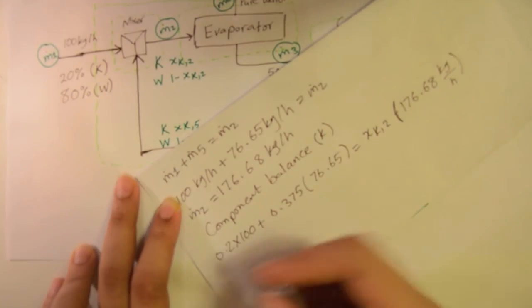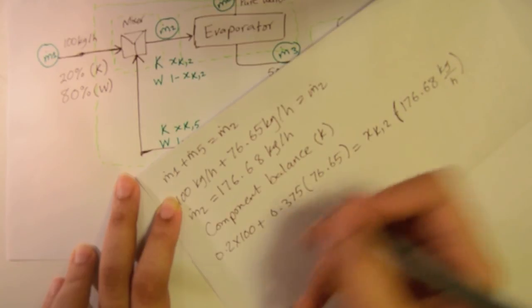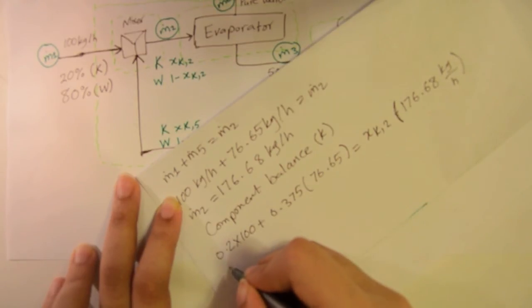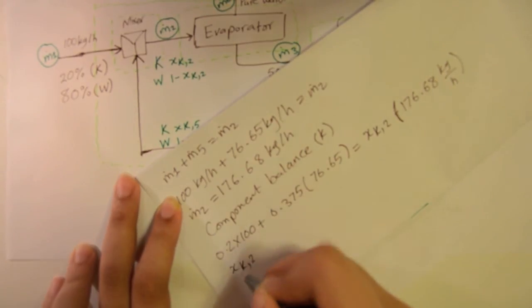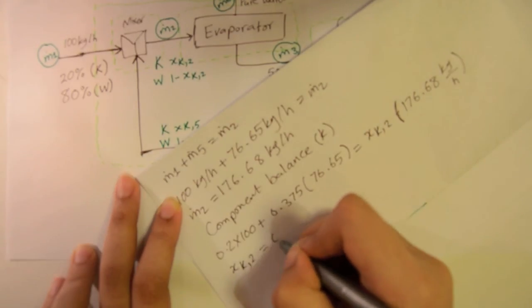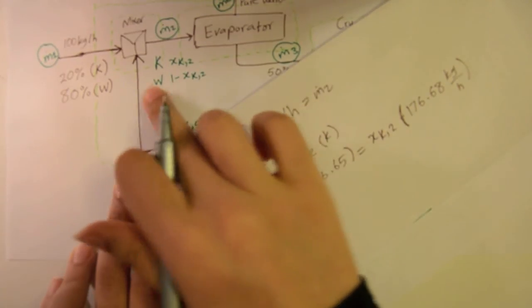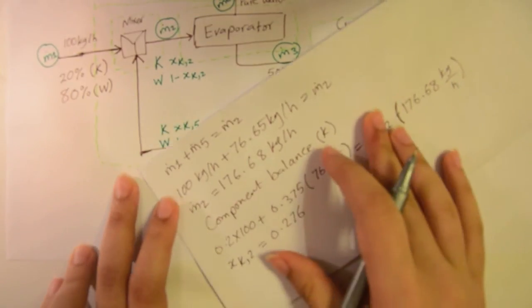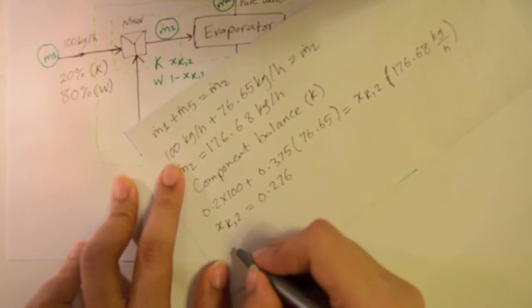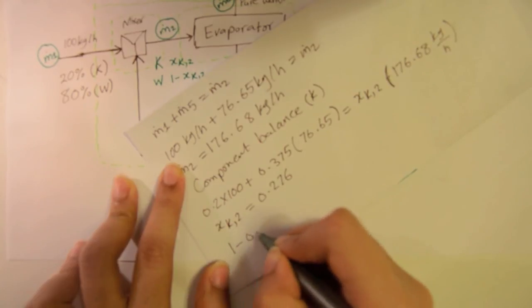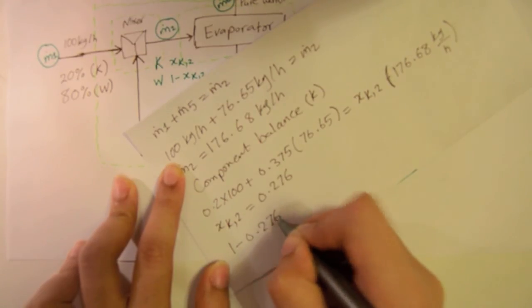So xk2, we can find it easily now. It's xk2 equal to 0.276. And for finding the composition of water, we can just easily do 1 minus 0.276.